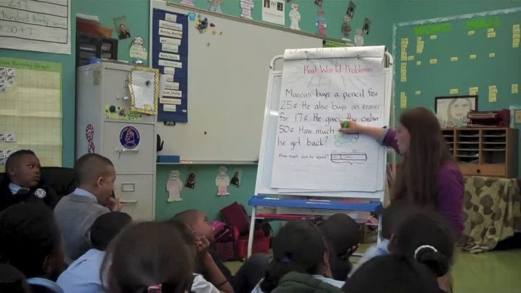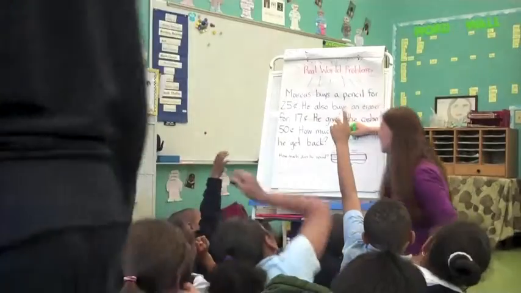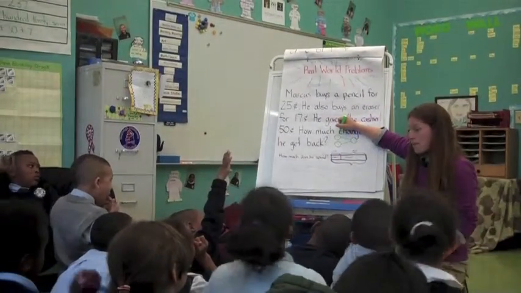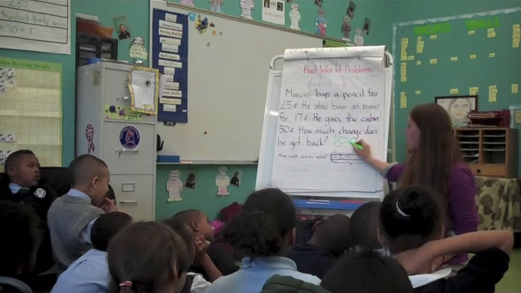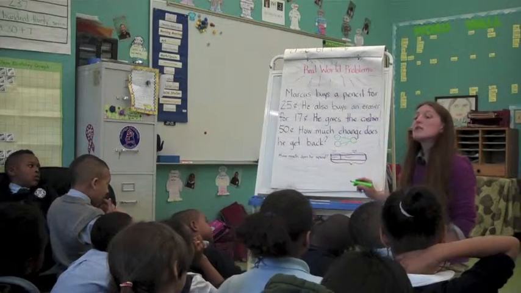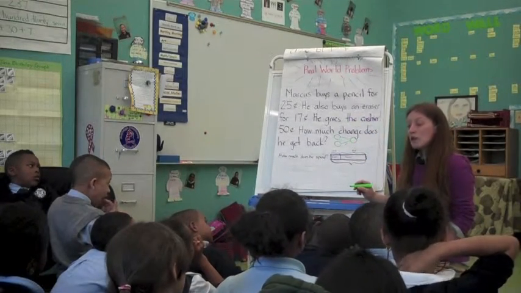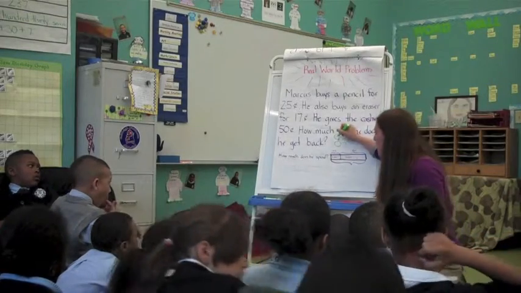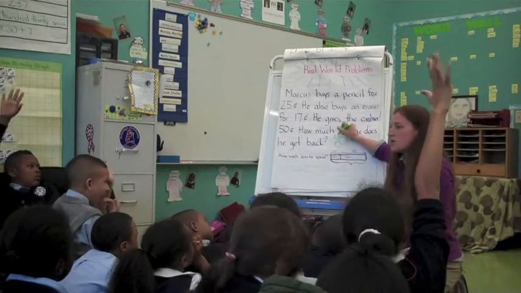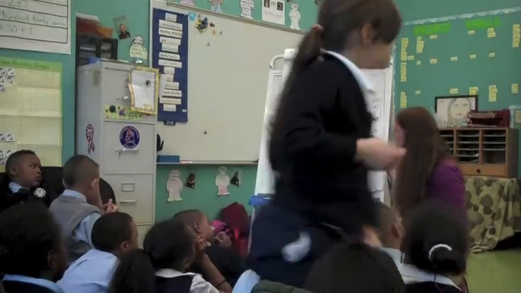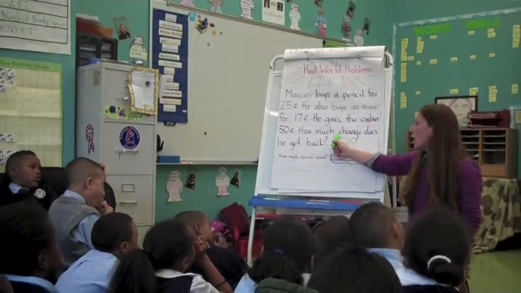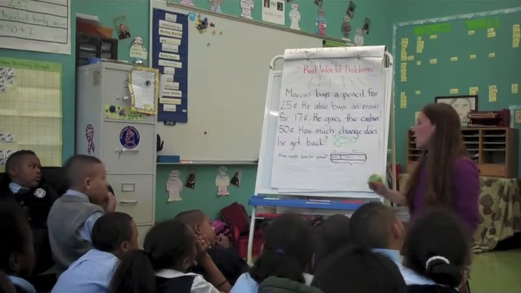What do we do with the numbers going this way? You're supposed to put the line there so you know when it's going that way, it's subtraction. Excellent. And what about these two numbers? These two numbers are always going to be plus or adding. So we have part, whole. What goes in the whole?